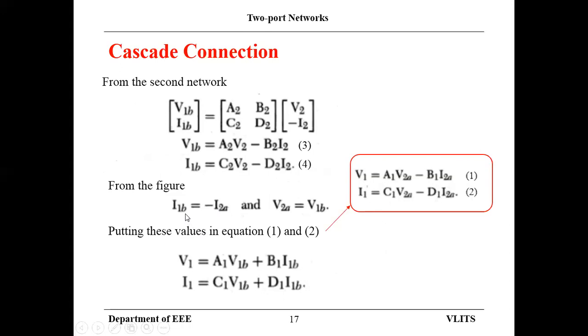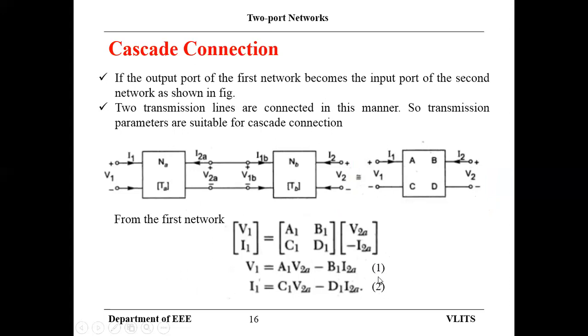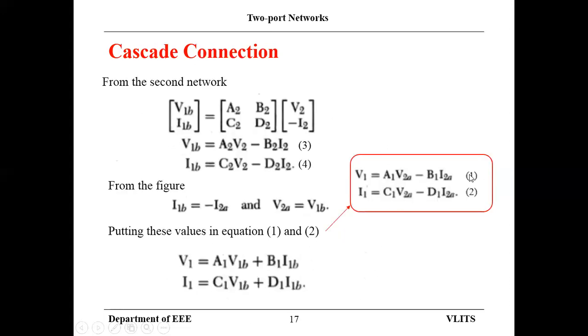So just put these I1B and V2A values in equation number 1 and 2. These are the equations number 1 and 2. In the place of V2A, you can replace it with V1B. See here, A1 into V2A. So here in the place of V2A, you can replace V1B.